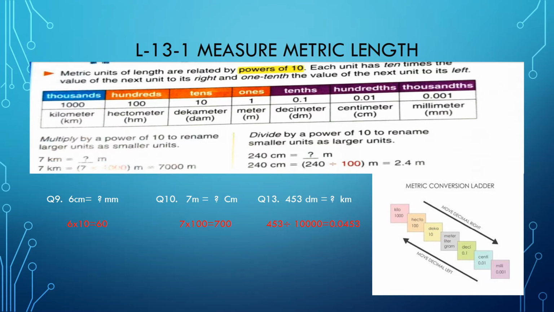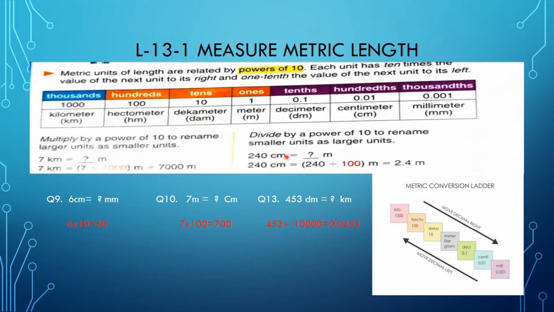Then you can see, this is your 7. Then move down, that means right. After 7, 1, 2 and 3 zeros. What is the answer? 7,000 meter.